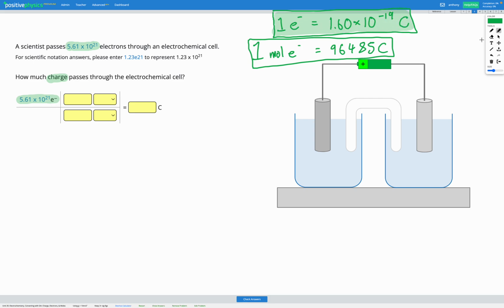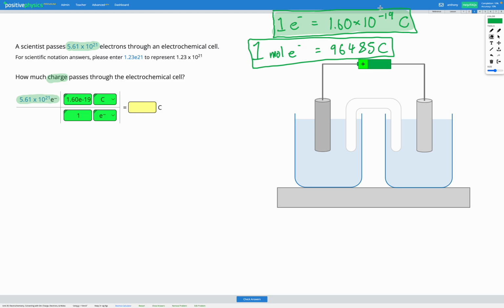Since we're starting with electrons and we want to get rid of that, that's going to go on the bottom in our dimensional analysis table. We want to end up with coulombs of charge, so that's going to go on the top. And then we're putting in our numbers so that the top and bottom of our fraction equal each other. So we've got 1 electron is equal to 1.60 times 10 to the power of, remember that's written as E on this website, negative 19 coulombs.